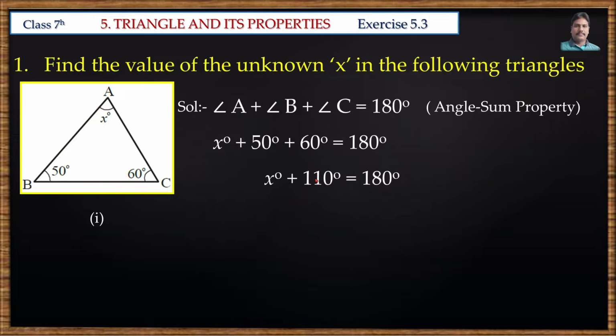Transpose this 110 to the right side, it will become minus 110. x is equal to 180 minus 110. Therefore, x is equal to 70 degrees. This is the required x value.